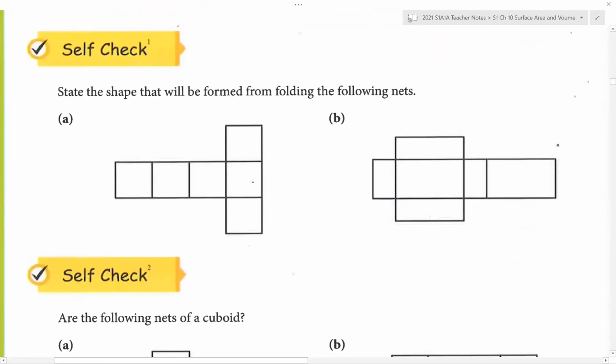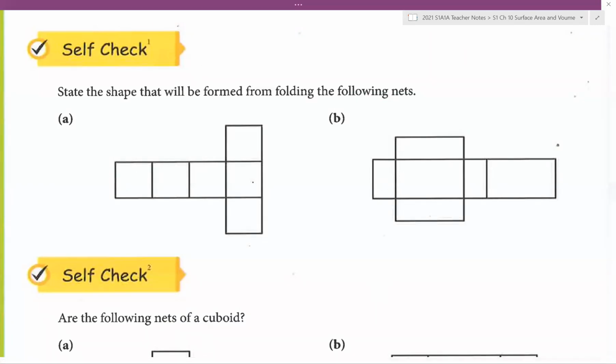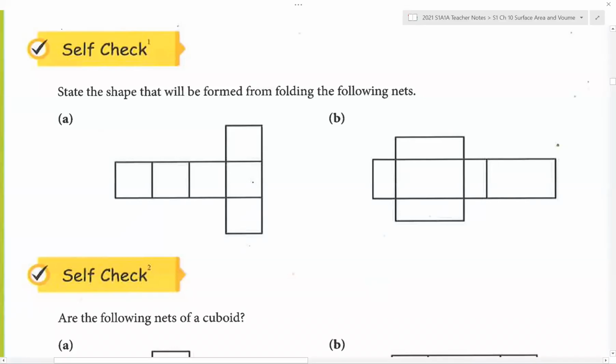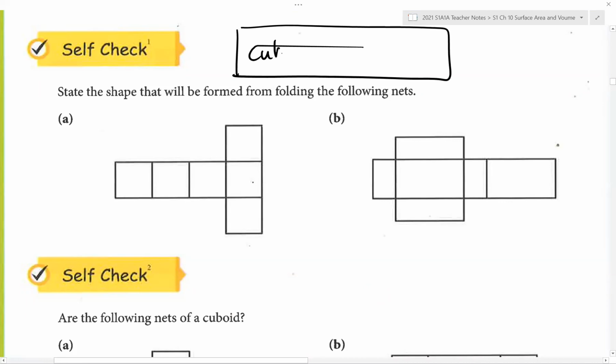So let's do the first part, part A. What is the shape that we form from folding the following nets? You have 2 options. Fill in the blanks. The helping words are cube and cuboid. Okay, which one will give you a cube? Which one will give you a cuboid? Fill in the blanks.